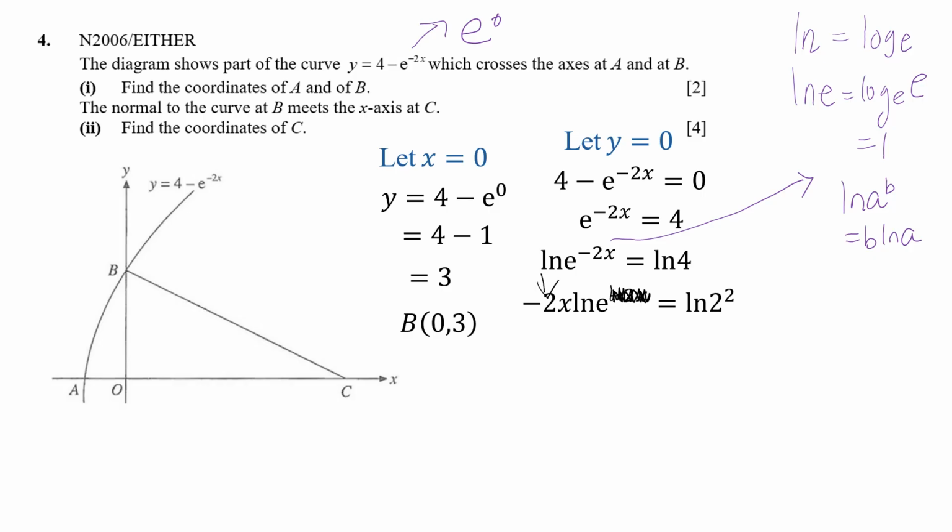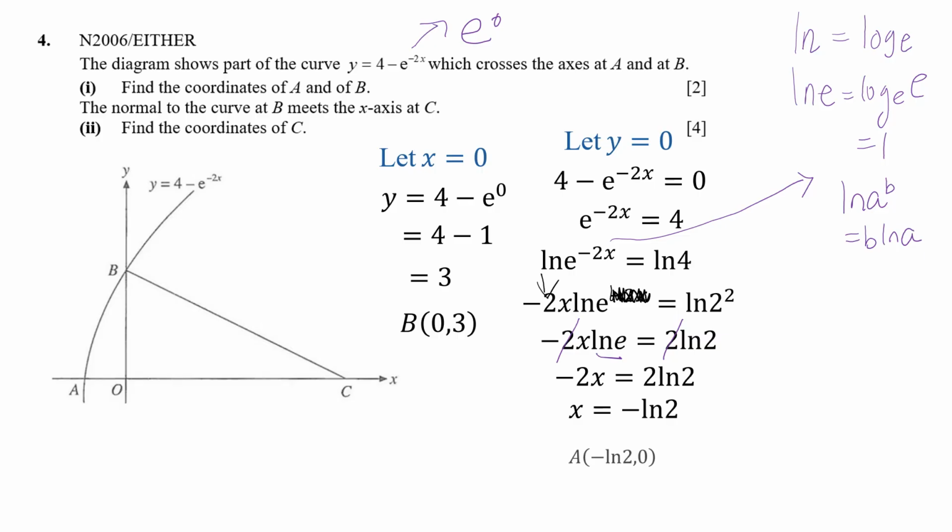Alright, and then 4, I can write 4 as 2 squared, so that I can bring the 2 to the front. So that you see the 2 and the 2 can cancel off. And then ln e will give me 1, right? So I end up negative x equals to ln 2, x equals to negative ln 2. Alright, so your coordinates of A will be negative ln 2, 0.